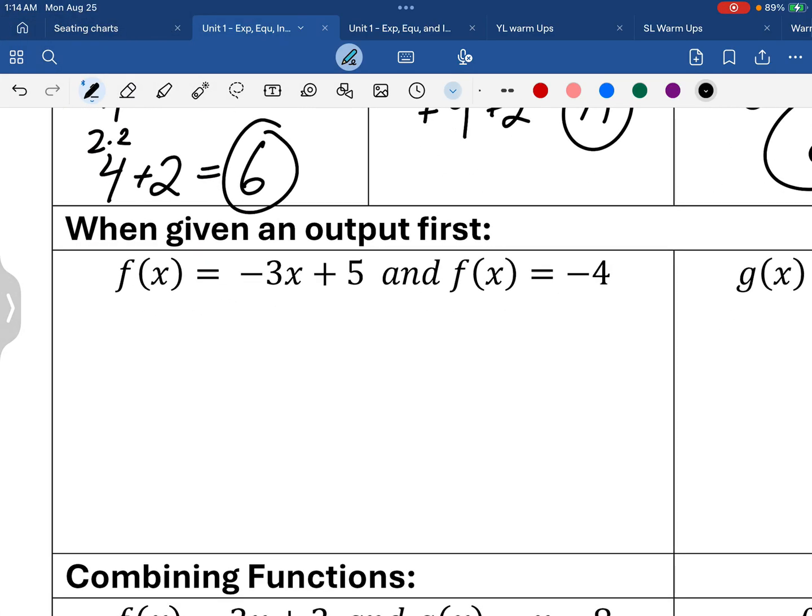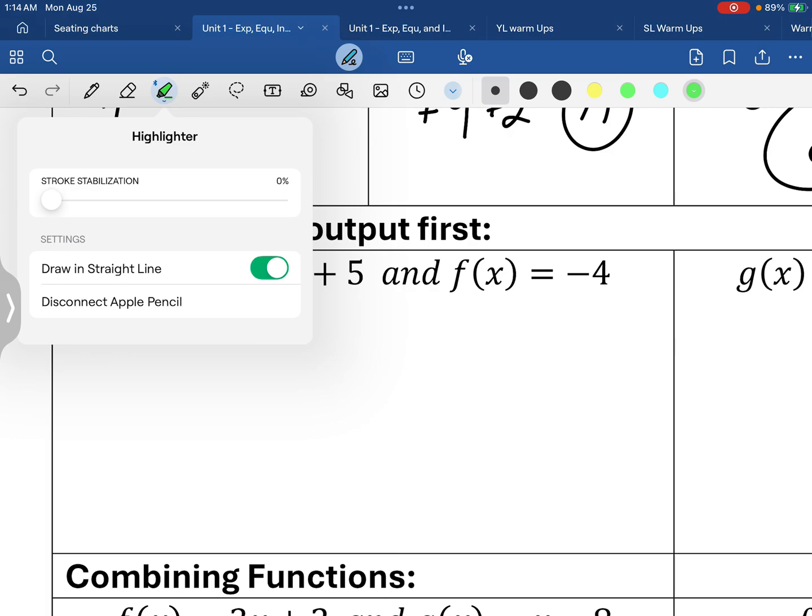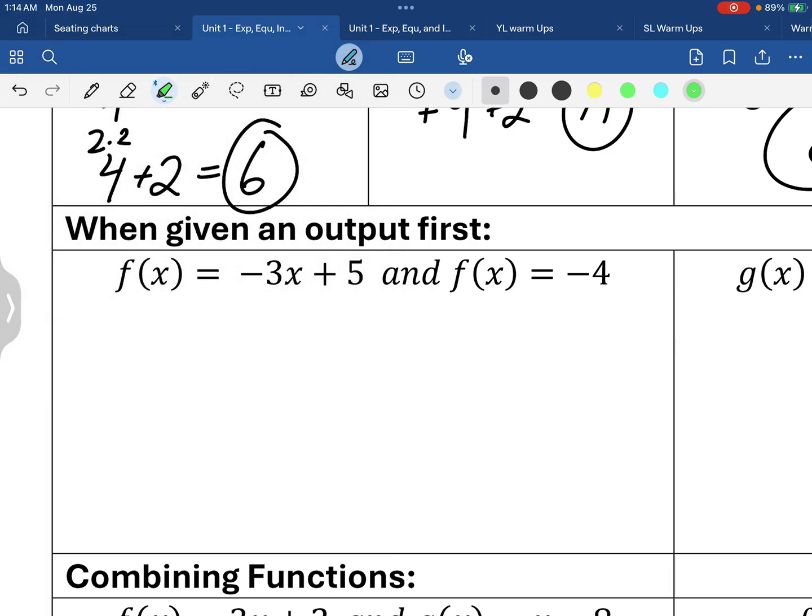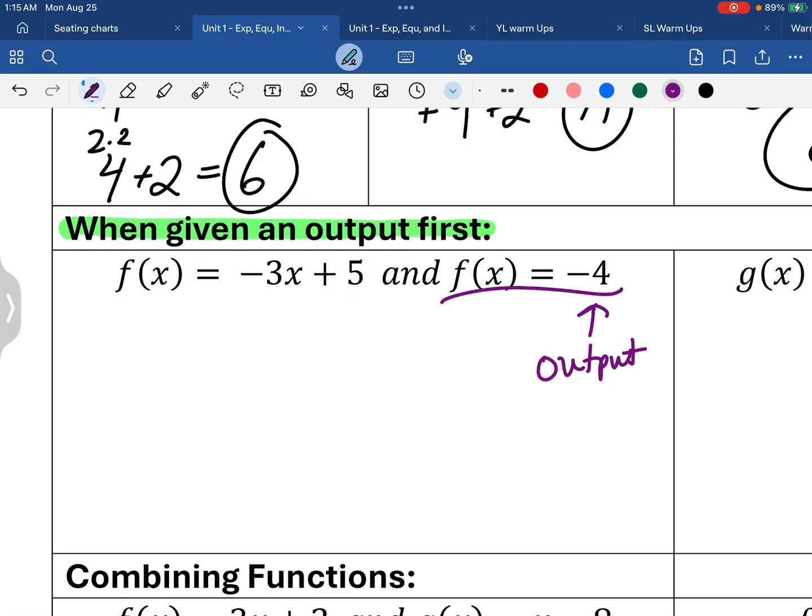But this next part, when given an output first. Now this is where we're going to do these last two, and then we're going to stop. When given an output first. Well, I know that I'm given an output first right here because this negative 4 is outside the parentheses, because it says f of x equals negative 4.